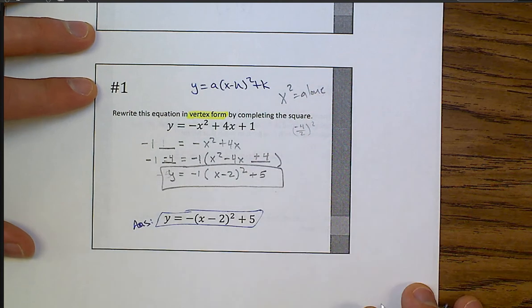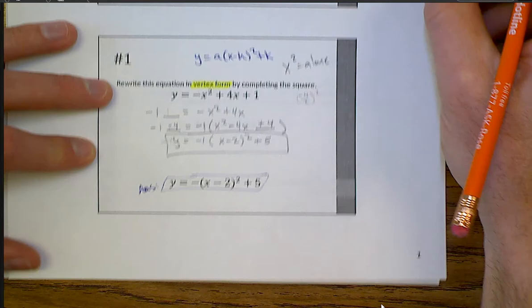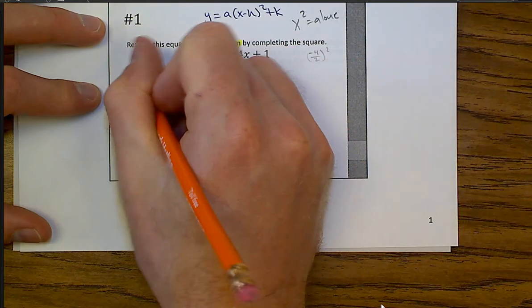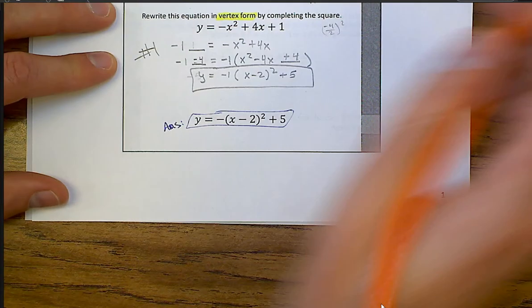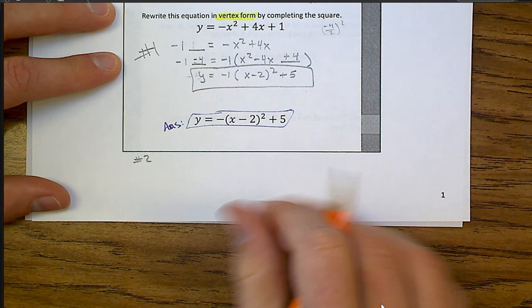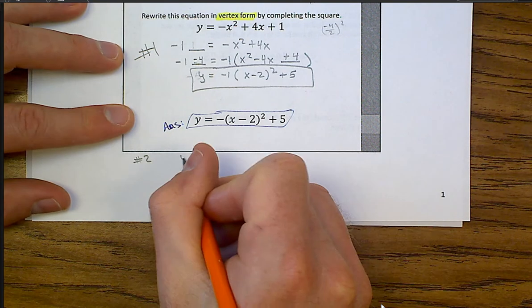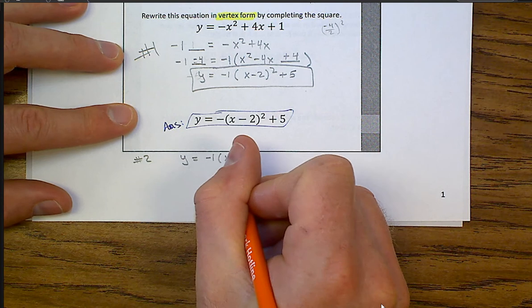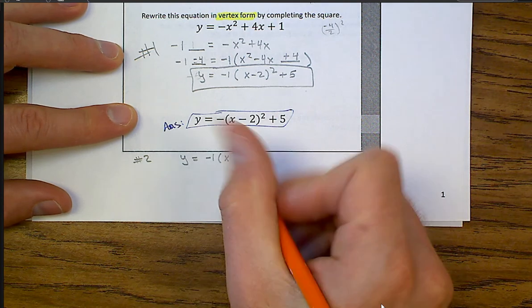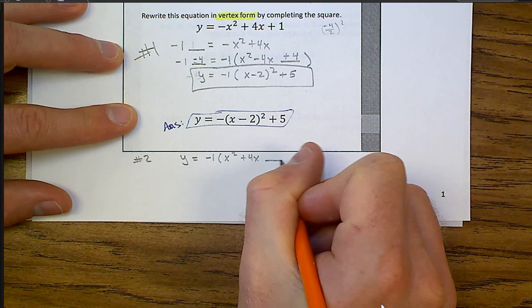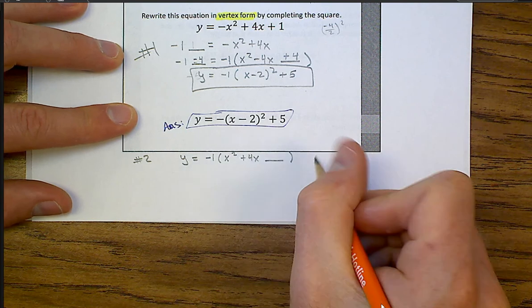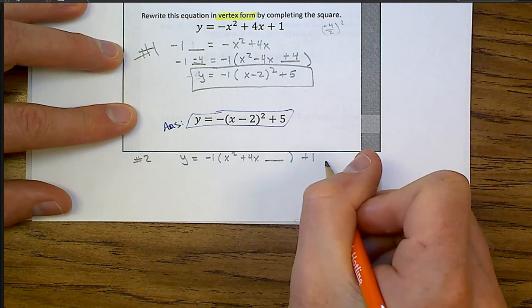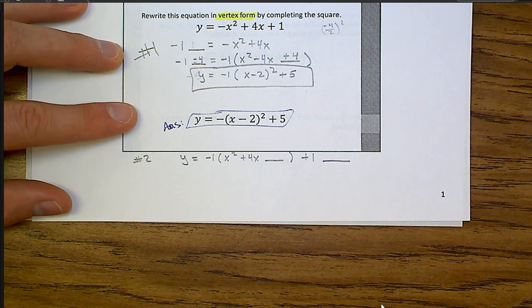Now I'm going to show this to you in a second way. I'm going to call this way number 1. I'm going to show this to you in a second way very quickly, and you may like this way better. I don't know. So this is another way to do it. You factor out that negative 1, and you have x squared plus 4x. Leave a space, and then put the plus. Don't move the plus 1 to the other side. Just keep it on that same side.